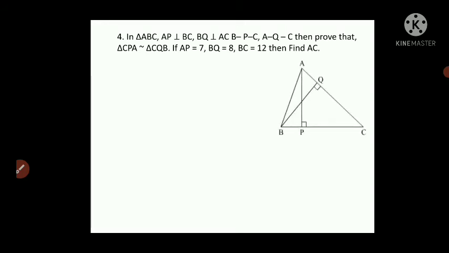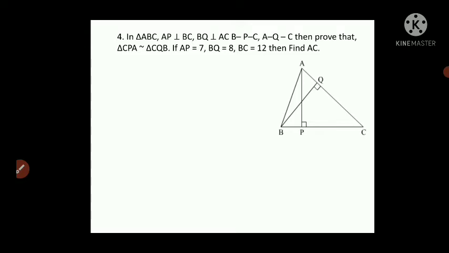In triangle ABC, AP is perpendicular to BC, means AP is the height and BC is the base. Also it is given that BQ is perpendicular to AC, means again BQ is the height and now AC is the base. Also it is given that B, P, C are collinear, and points A, Q, C are collinear.